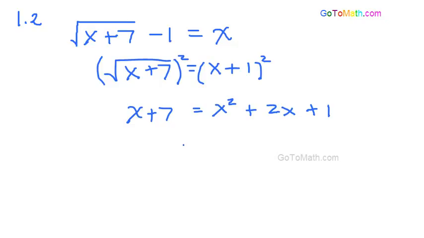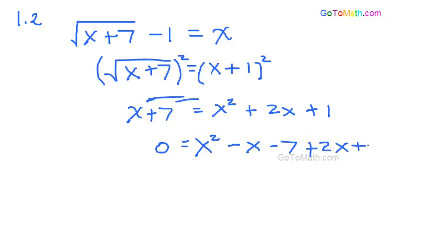Now let's get everything over to one side of the equal sign, and that means I believe I'll be taking this x and this 7 over to the right. So we're going to have x squared plus 2x plus 1 equal to 0, minus x minus 7, we'll just go ahead and take it over now. Now you should have solved the quadratic equations in a previous section. Okay, so we got negative x plus 2x, that gives us just x, and then minus 7 plus 1 gives us minus 6.